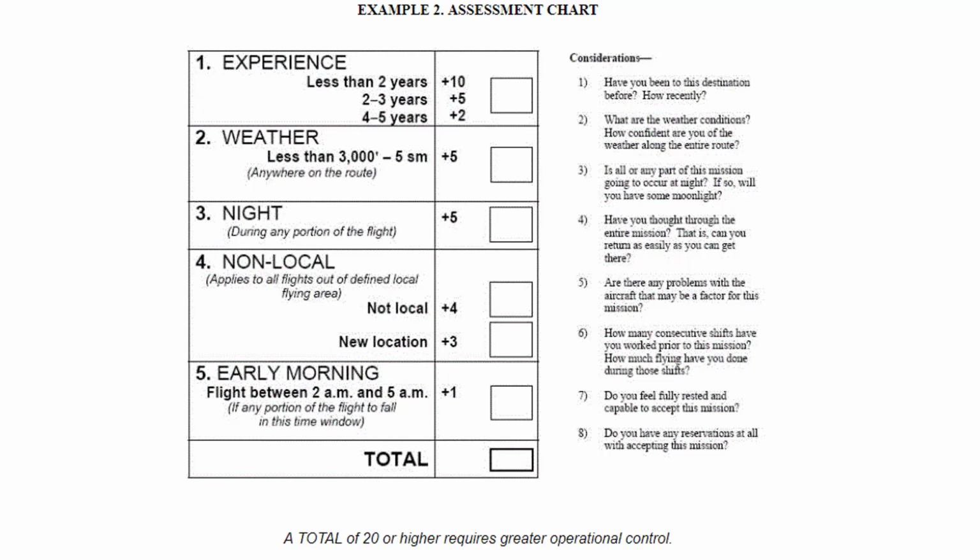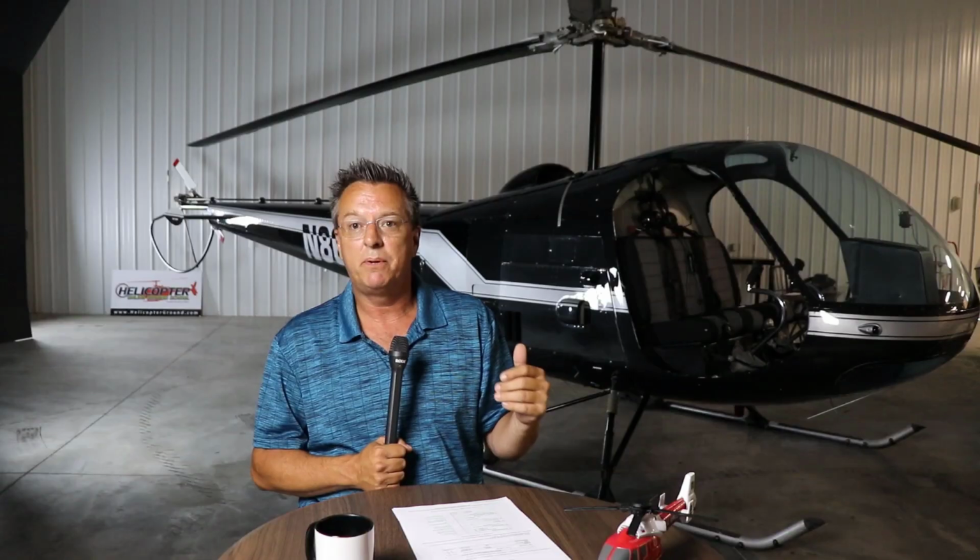Early morning, flight between 2 a.m. and 5 a.m., plus 1. Okay? So then you total up those numbers, and this here says a total of 20 or higher requires greater operational control. Operational control is when you're flying EMS, they have what's called operational control.